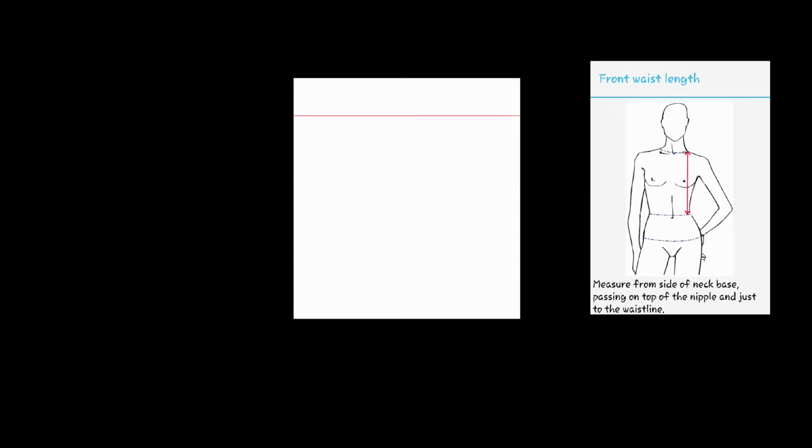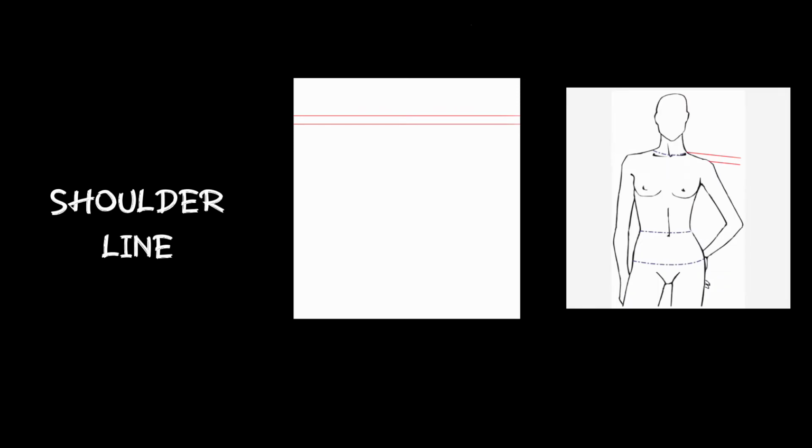Next, measure out the shoulder slant. The shoulder slant by standard is 1 inch. So from where you measure the front waist length, measure 1 inch down and run a straight line.